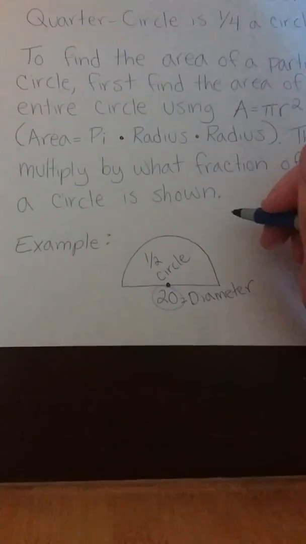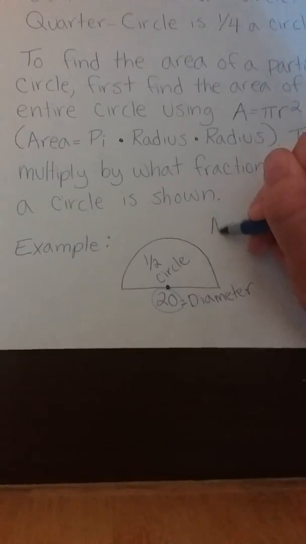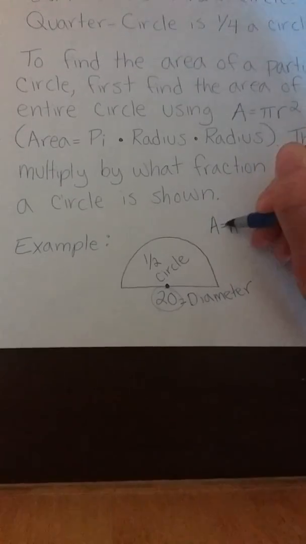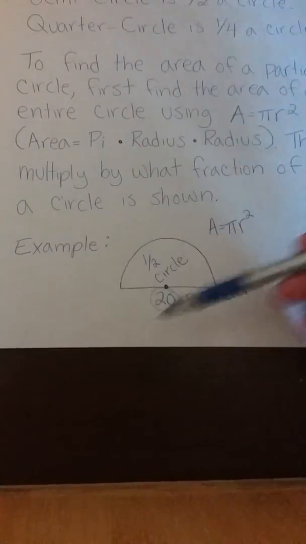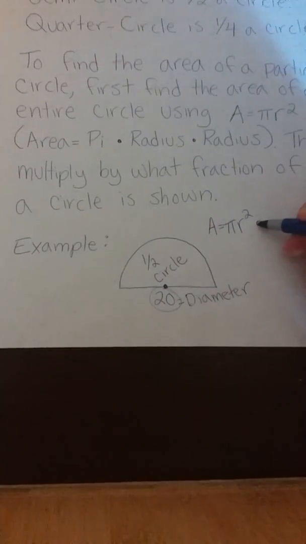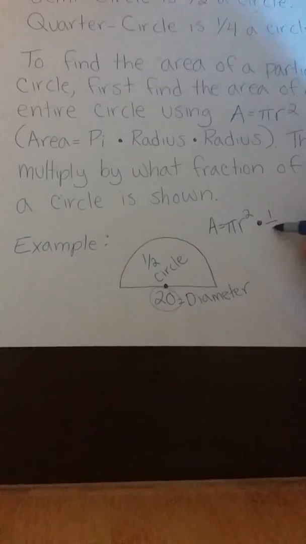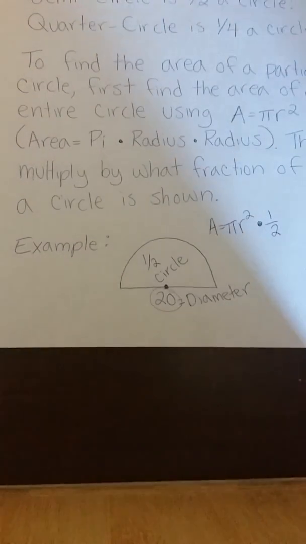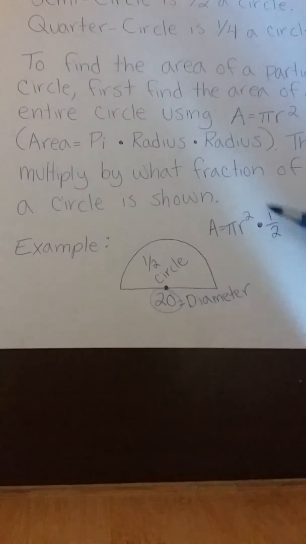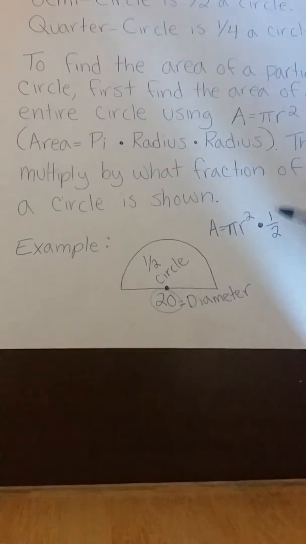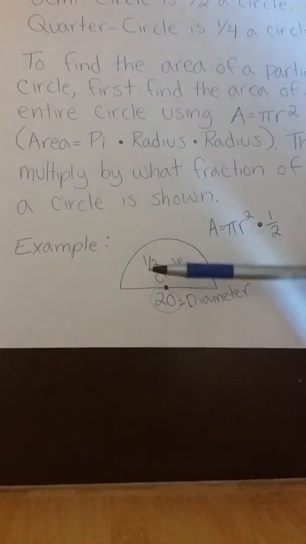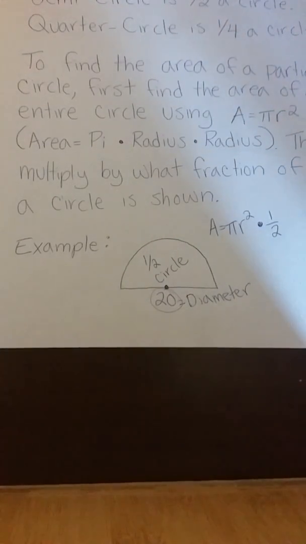So first, I'm going to write down my area formula. Area is pi r squared, or pi times radius. And then because it's only half a circle, at the end, I'm just putting times 1/2. That's all you do when it's a partial circle. You use the same formula that you would use for an entire circle, and then at the end, you just put times whatever fraction of a circle you have. If you have a half circle, times 1/2.